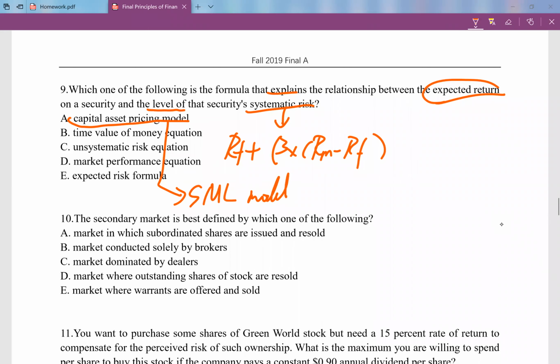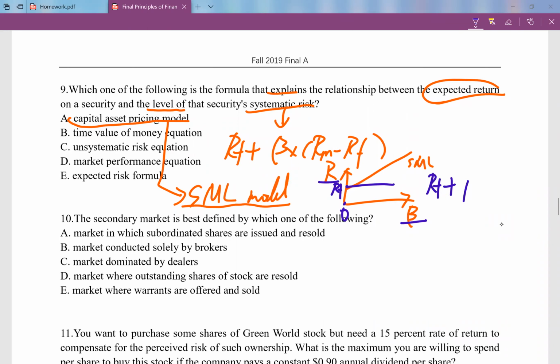Because this is visualized with the beta as the horizontal axis and returns as the vertical axis, this line is called the security market line. The x axis is the beta, the vertical is R. The risk-free rate is the point when the beta equals zero. So RF plus the beta times (RM minus RF), so our slope is RM minus RF. This line is our capital asset pricing model. So these two are equivalent.